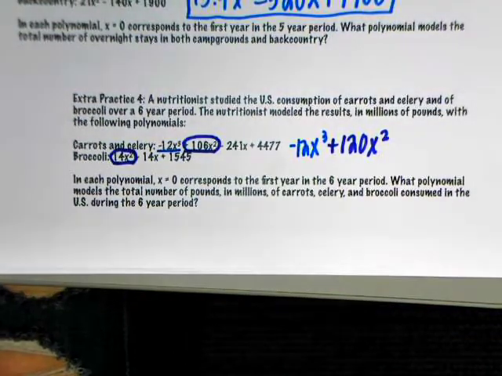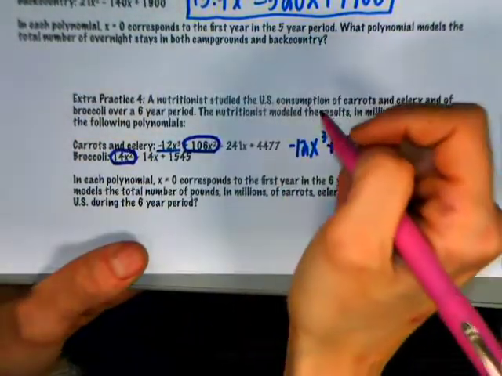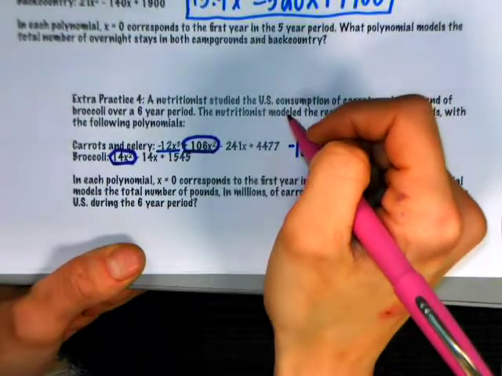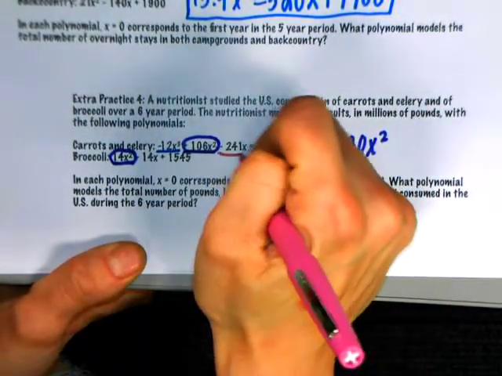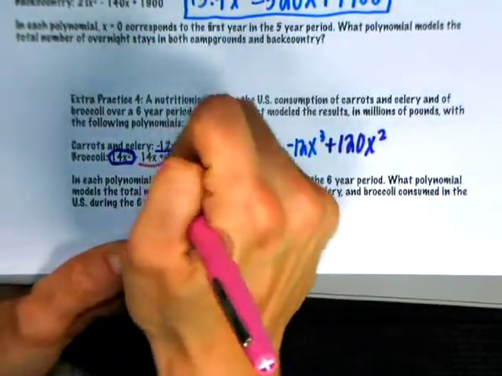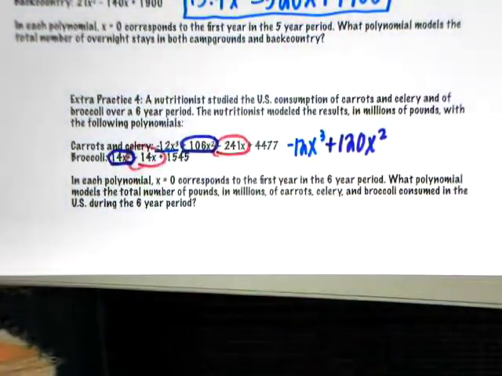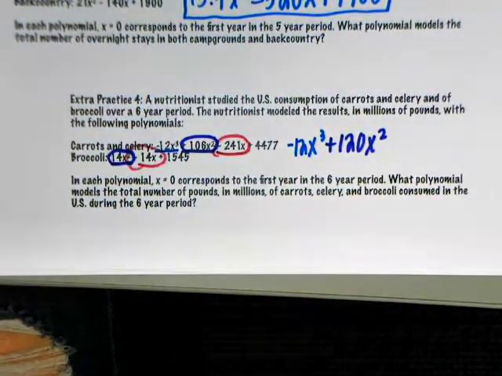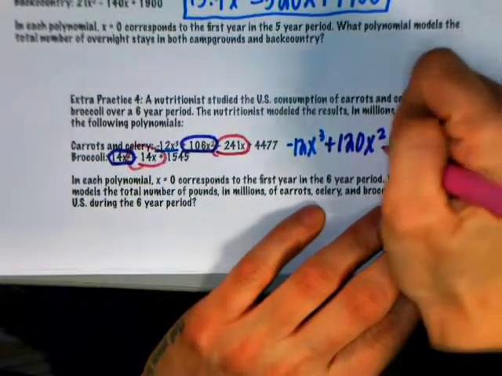Okay, and then the next one is just the x's. So which ones are those? Yep, and so that's going to act as a negative 241x, and that's going to act as a negative 14x. Okay? So negative what? Yeah, so negative 255x.